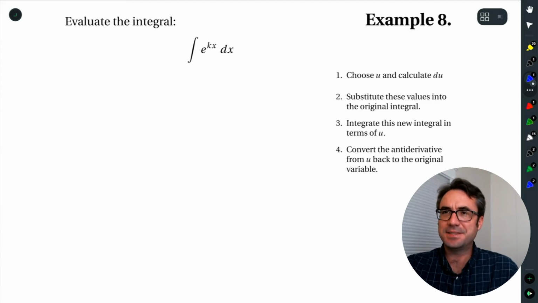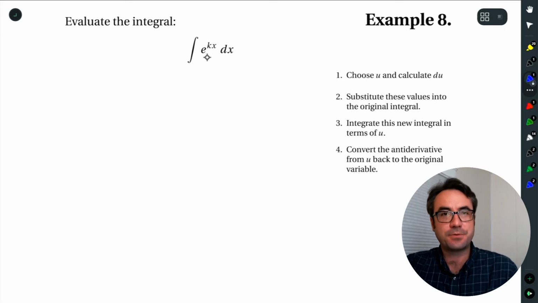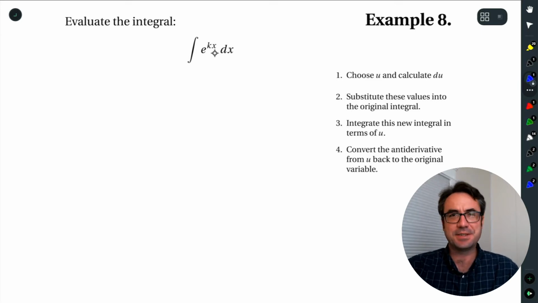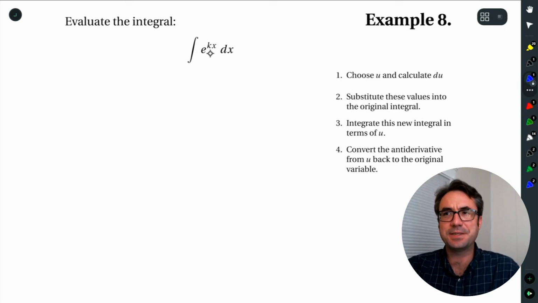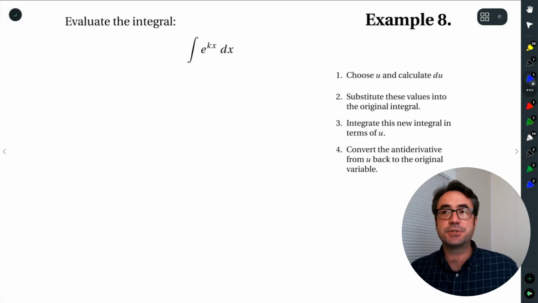All right, so in this next example, you're going to do this one for practice. So we'll leave this as an exercise for you. e raised to the k times x, where k is a constant. Now, this is a very frequent function that we have to integrate. So the way you do this is with substitution rule.